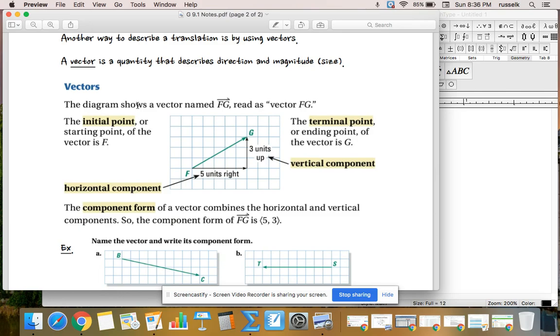Another way that we can write these translations is through vectors. Vectors have a starting point, an initial point, and an ending point, so it doesn't go on forever like a ray. This arrow just tells us the direction that it's moving, where our starting point is and where our ending point is. So that can represent a translation as well.